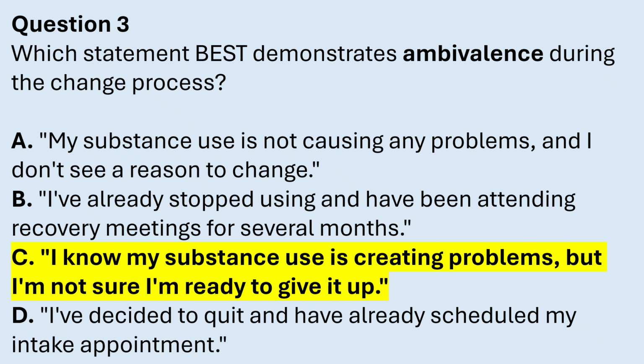B is incorrect because this statement reflects action or maintenance. The individual has already made behavioral changes and appears committed to recovery. There is no indication of uncertainty or mixed feelings. And D is incorrect because this statement reflects preparation. The person has moved beyond uncertainty and has committed to a plan for change.